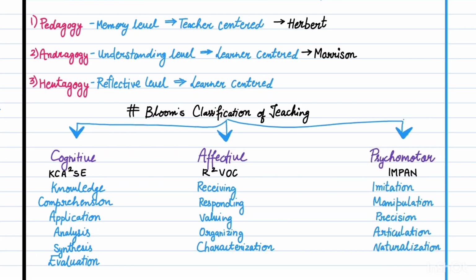Right? Now here the teacher's role is stage setter. Teacher is the resource manager as well as the evaluator in the classroom. When we talk about the learner in pedagogy, or we can say the memory level, the learner is passive, as the subject content, the teaching techniques and the teaching methods are decided by the teacher. So here the role of the learner is passive.